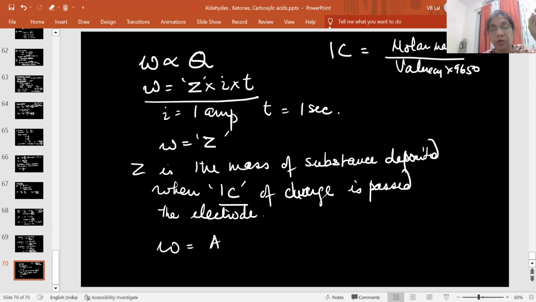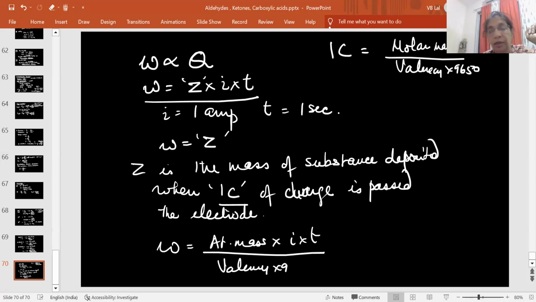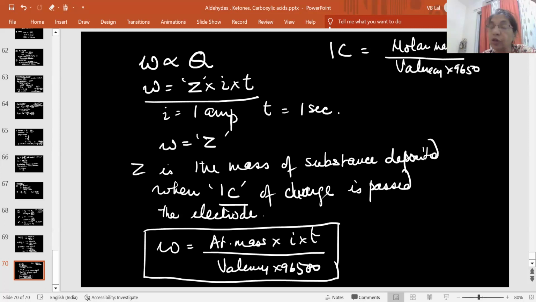W becomes equal to atomic mass or molar mass into I into T divided by valency into 96500. So why I gave you this formula is that otherwise, each time you have to calculate the value of Z, and using the value of Z you have to substitute here and find out.